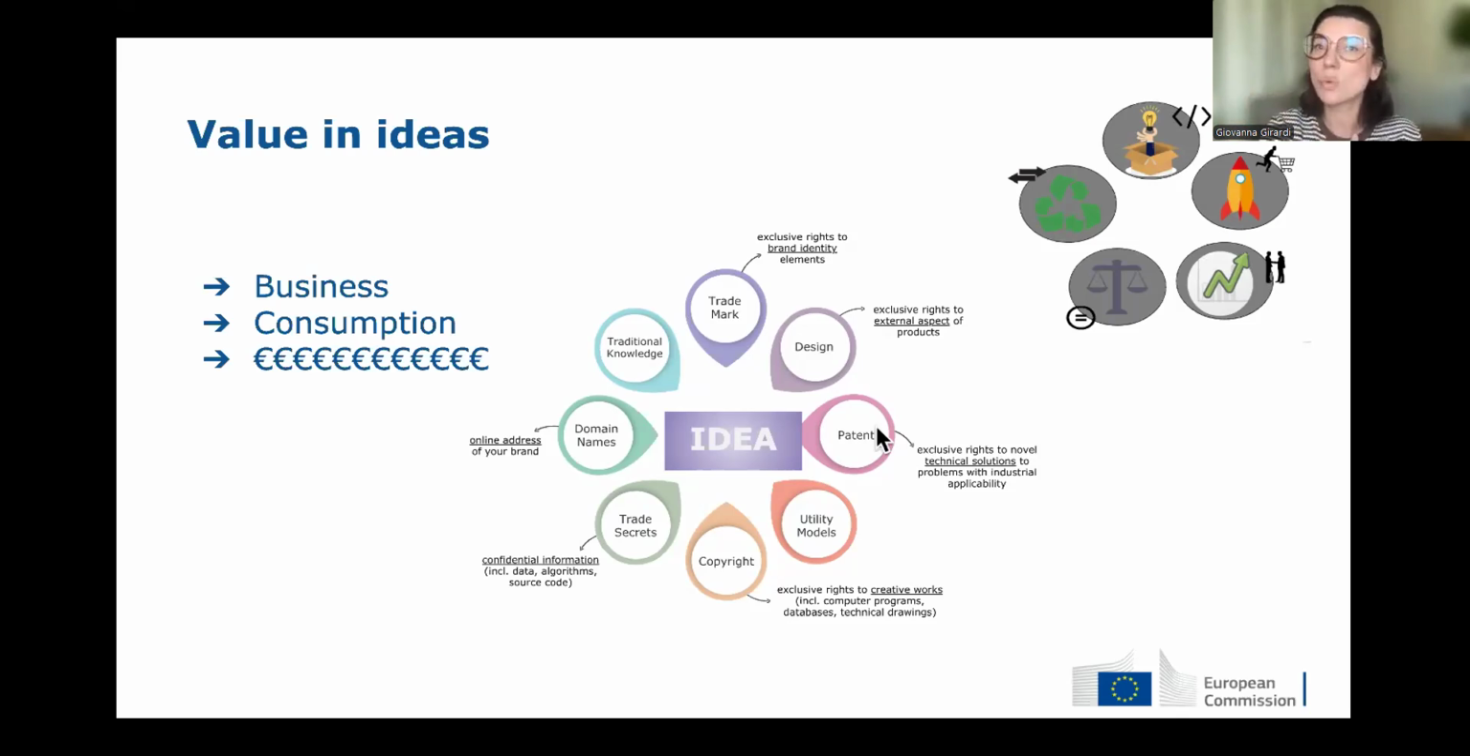We have a trademark. This is what the consumer will see immediately. The consumer will look for the symbol you use in commerce to gain recognition in the market, your trademark. In legal terms, it is the exclusive right to that brand identity element you need. The design is the exclusive right to the external aspect, the features of the product or its packaging. The patent is the exclusive right to a novel technical solution to a problem with industrial applicability. And copyright is the exclusive right to creative works, including code, computer programs, databases, technical drawings, the website, images, and so on and so forth.